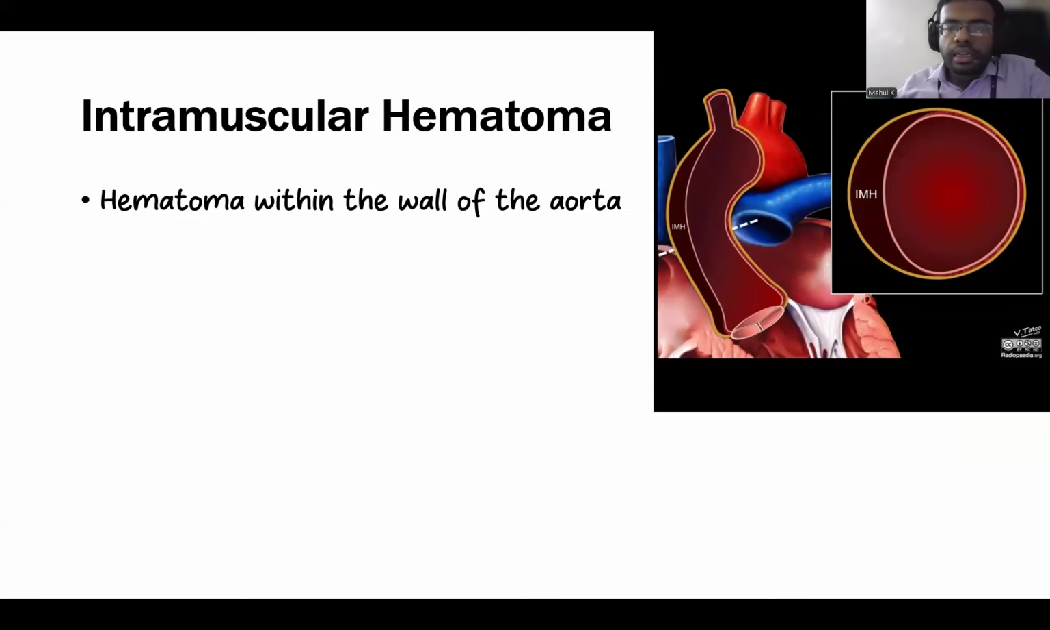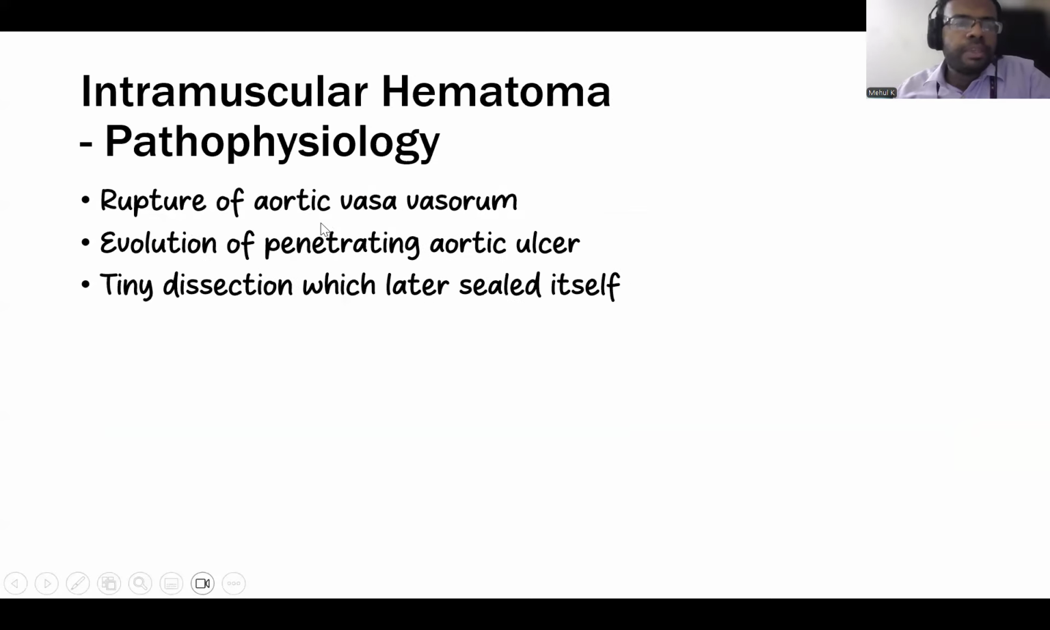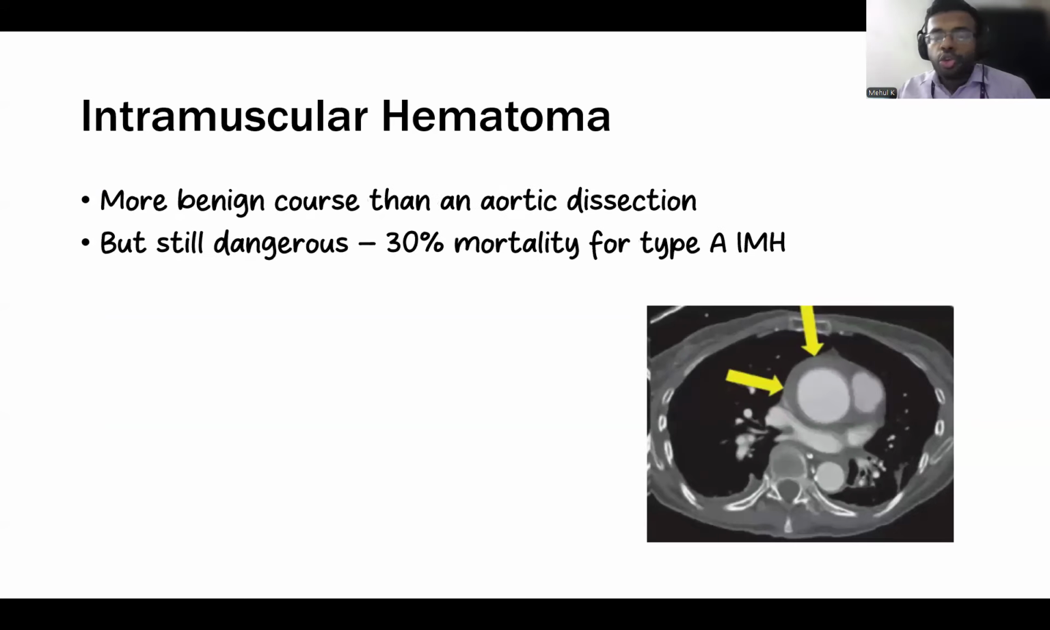So intramural hematoma, which is basically within the wall of the aorta, happens usually due to rupture of the vasa vasorum of the aorta. Or it could be because of a tiny dissection which later sealed itself, or maybe part of the evolution of a penetrating aortic ulcer also. Usually, it is benign, or at least more benign. I think it's better to say it is more benign than an aortic dissection, but it is still dangerous.